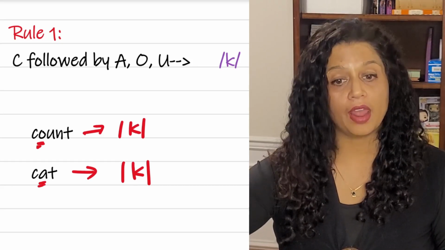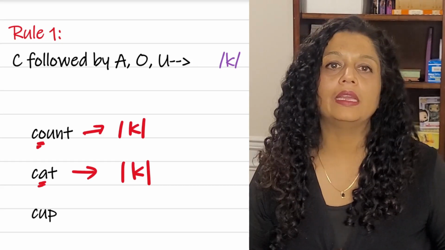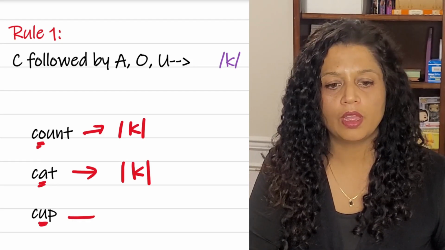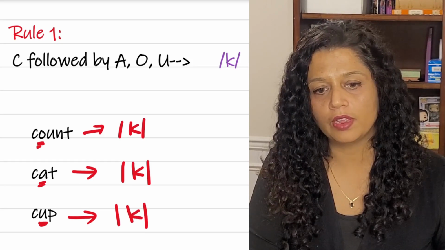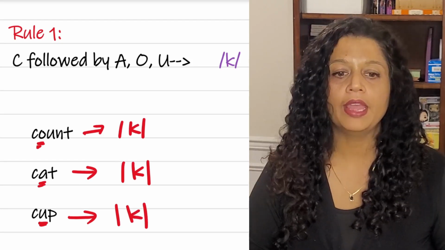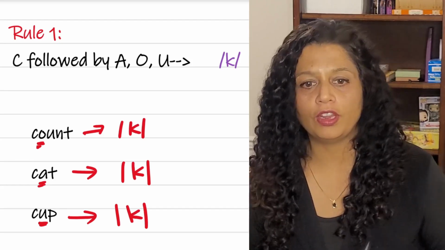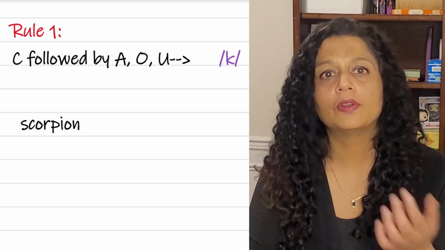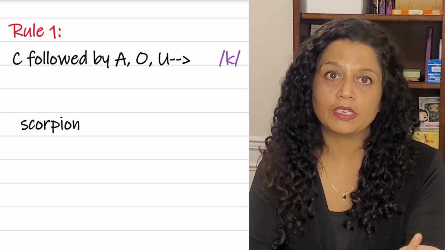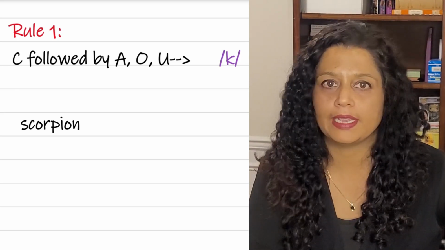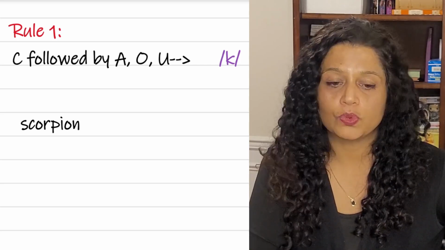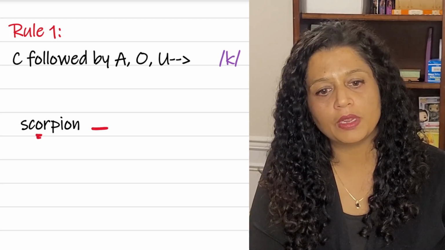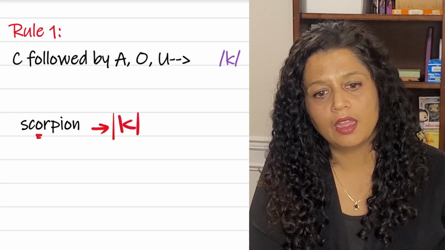Okay? Another word would be a word like cup. Here the C is followed by the vowel U, and again, based on our rule, it makes the k sound. Okay? So when the C is followed by A, O, or U, it makes the k sound. Here's another example of this rule. The word is a little bit different in the sense that it doesn't start with a C, but it doesn't matter, right? It starts with this sound from this S, but the C is followed by the O, which means according to our rule, it's going to make the k sound.